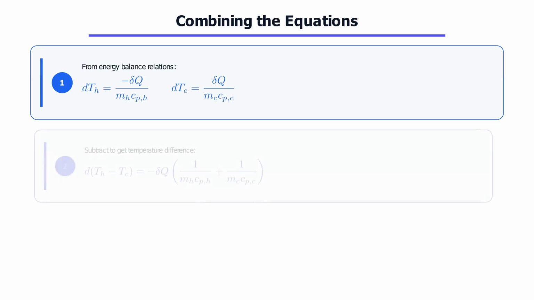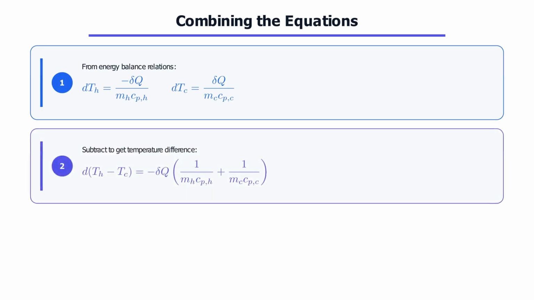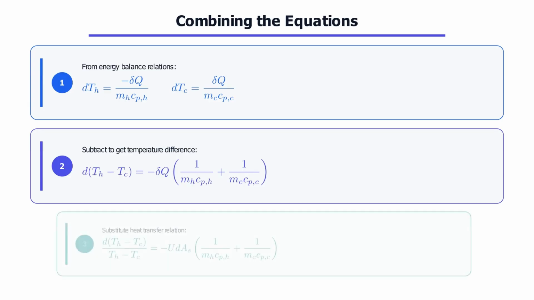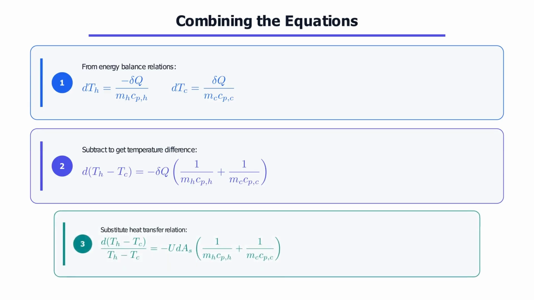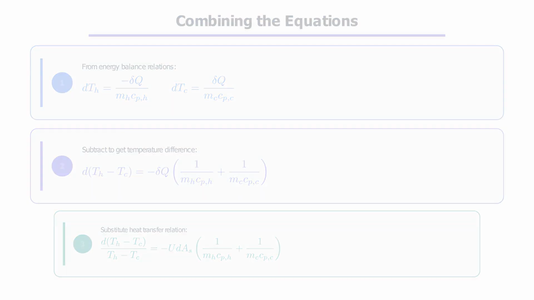Subtract dTc from dTh to get the change in temperature difference. d of (Th minus Tc) equals dTh minus dTc equals negative delta Q times (1 over m dot h times CPH plus 1 over m dot c times CPC). Substitute delta Q from equation 3. d of (Th minus Tc) divided by (Th minus Tc) equals negative U times dAs times (1 over m dot h times CPH plus 1 over m dot c times CPC).